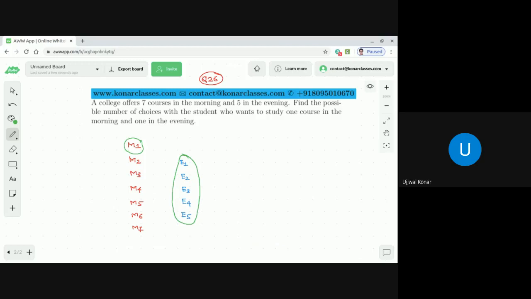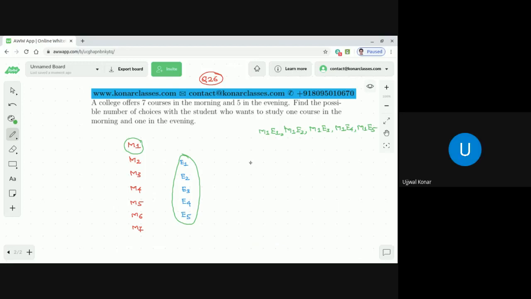Correct or not? Yeah. So for M1, what are we getting? M1 E1. Correct or not? Yeah. Then M1 E2, M1 E3, M1 E4, and M1 E5. Correct or not? Yeah.